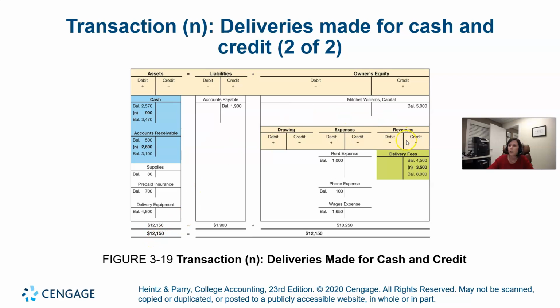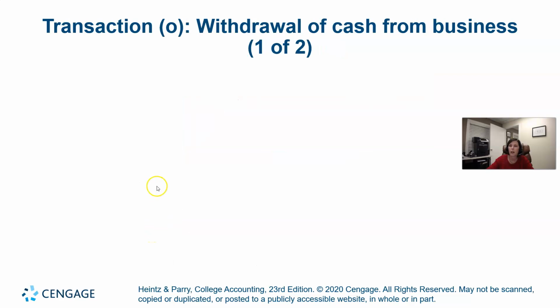$12,150. Over here on the right side of the equal sign, you'll see that our delivery fees have gone up. We now have earned a total of $8,000 in this accounting period. And when we subtract the expenses and add our owner's equity credit, that has our owner's equity sitting at $10,250 under the equity umbrella, and then added to that the liabilities. The right side of our equal sign is $12,150, which matches the left. And I promise we're coming to the end of this.